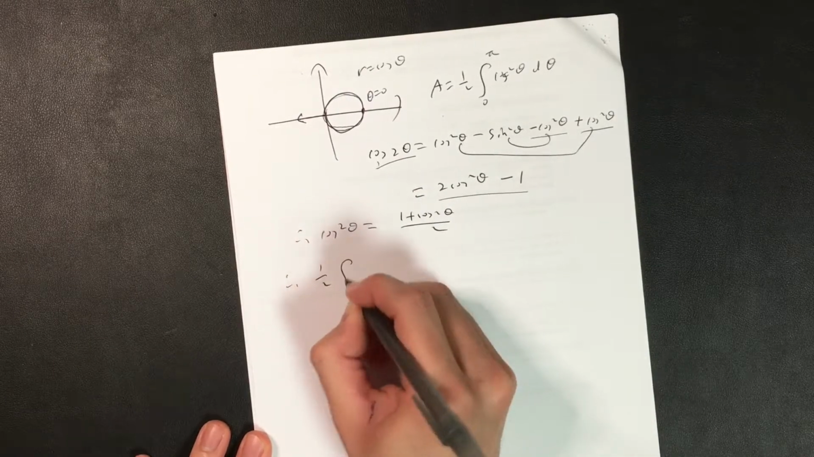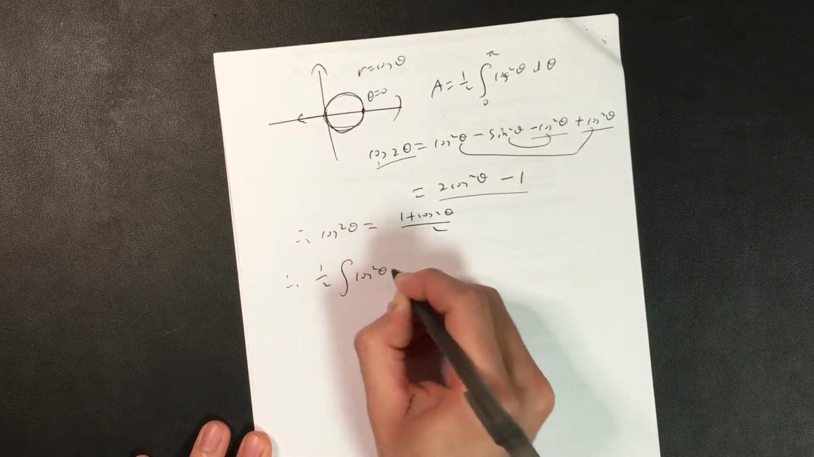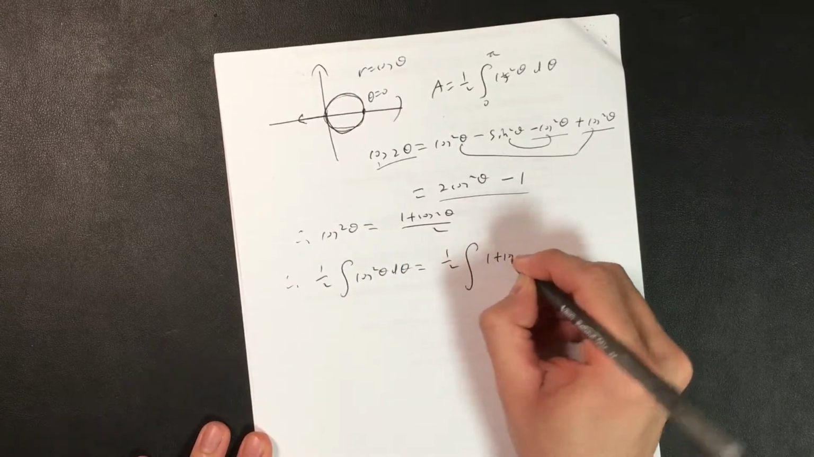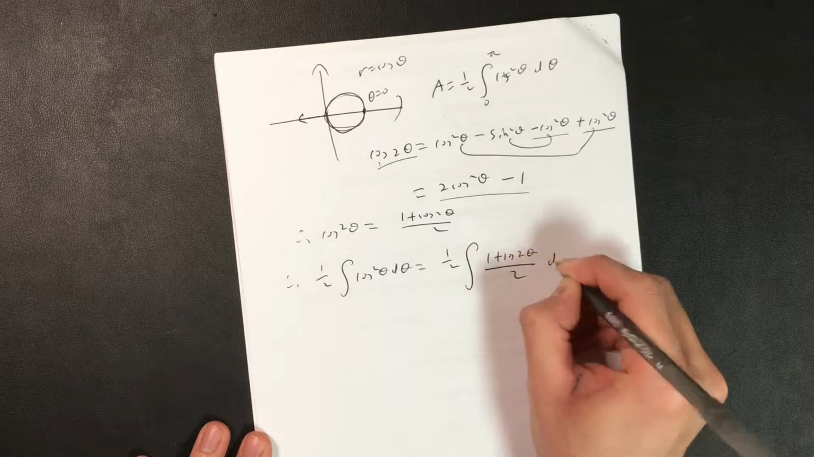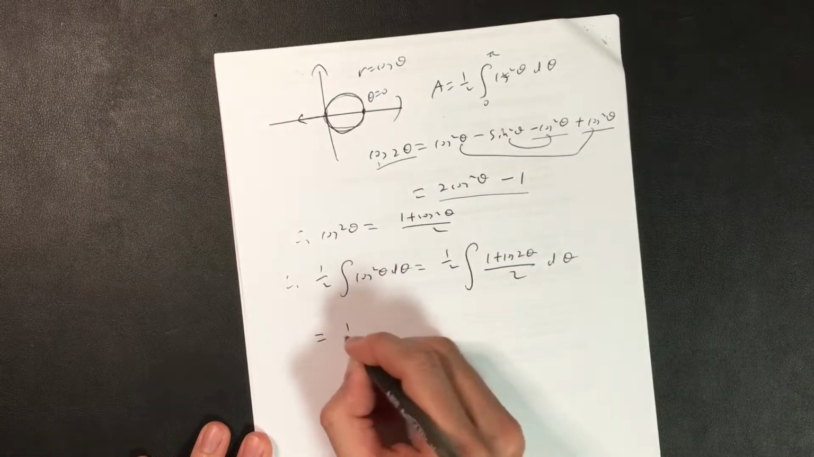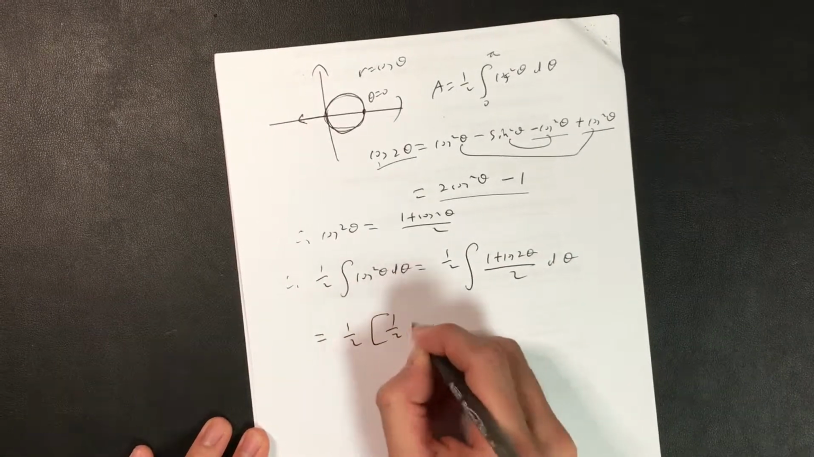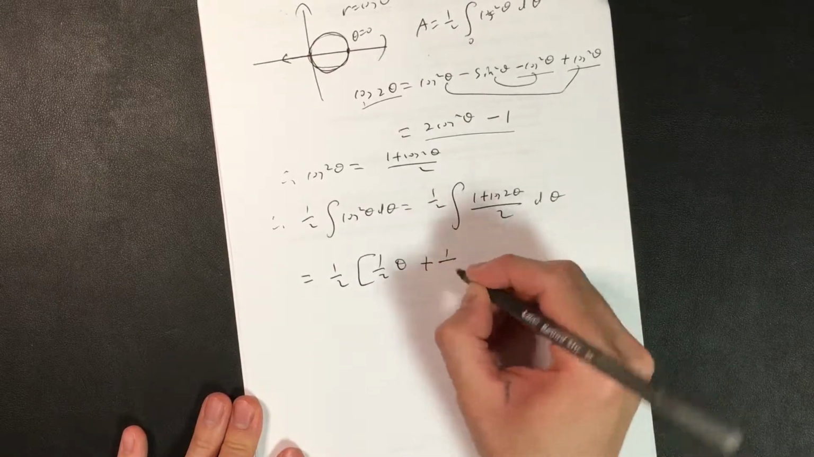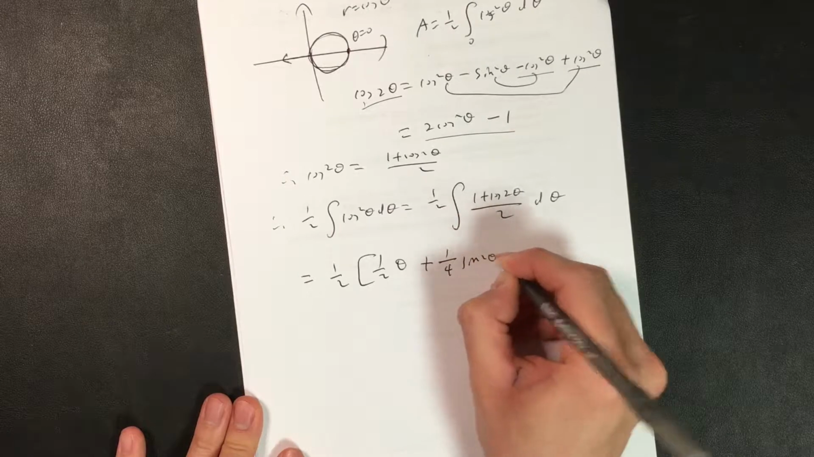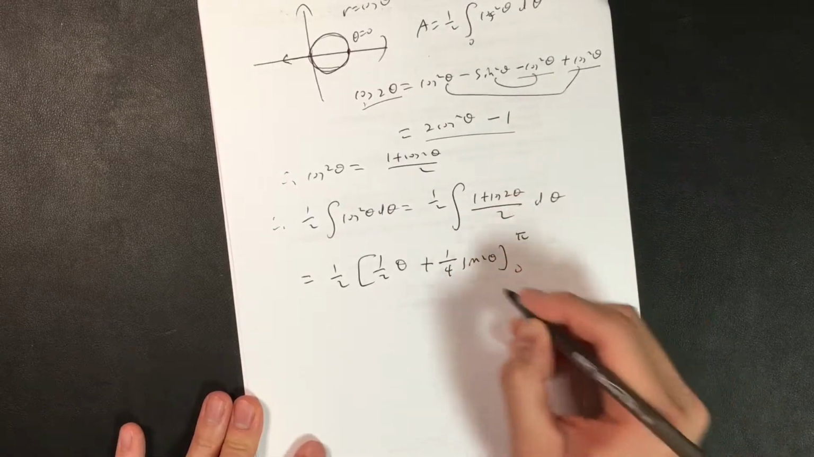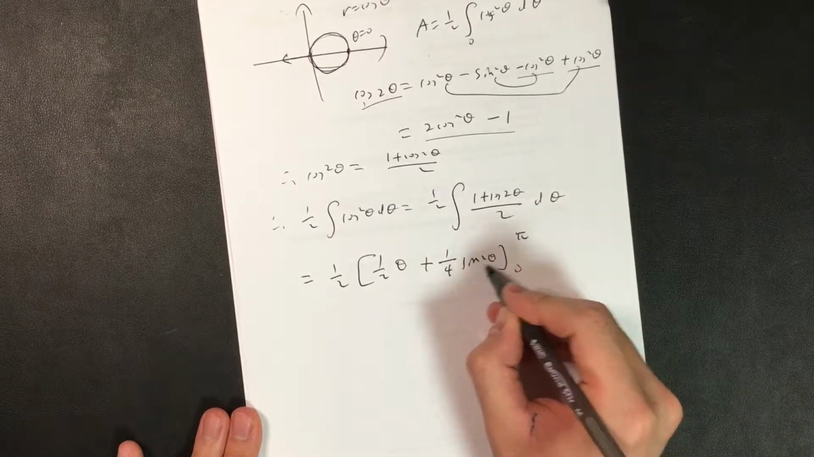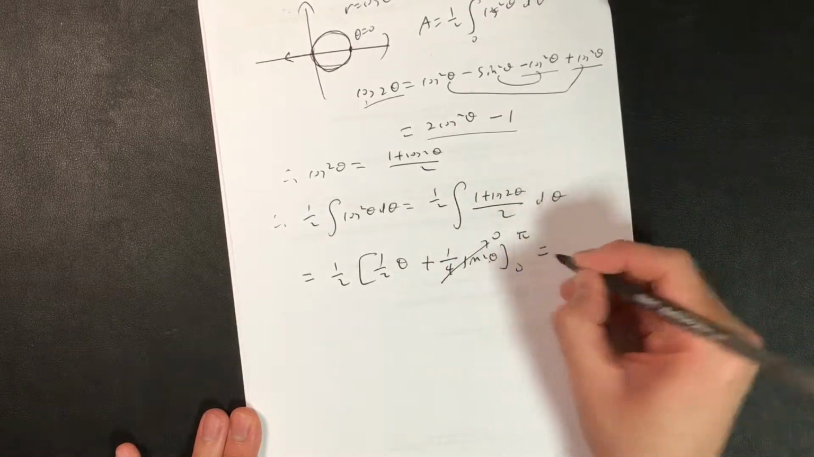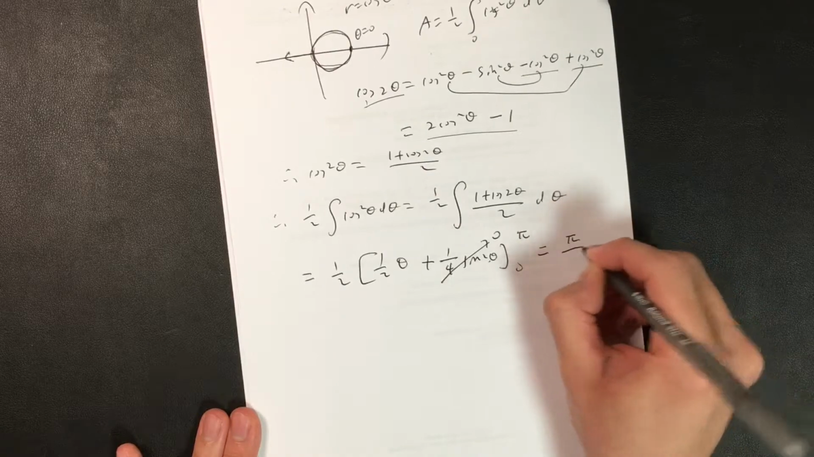Therefore, 1/2 the integral of cosine squared theta d theta equals 1/2 the integral of (1 plus cosine 2 theta) over 2 d theta, in which this is 1/2 times (1/2 theta plus 1/4 sine of 2 theta) from 0 to pi. And since sine of 0 and sine of 2 pi have the same value, this value disappears and the value of the integration becomes pi over 4.